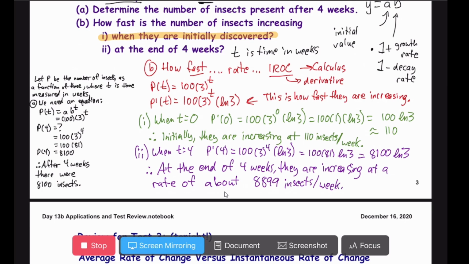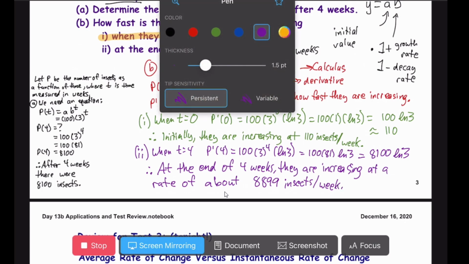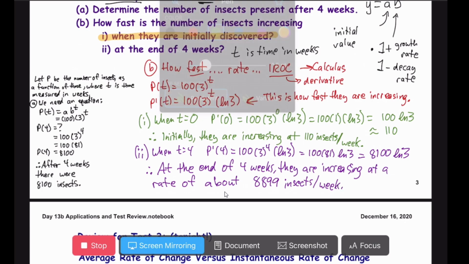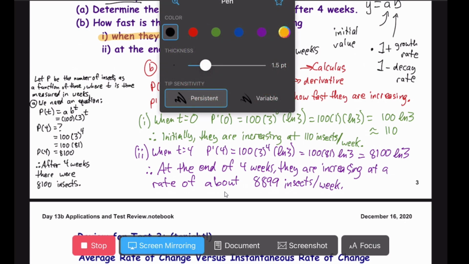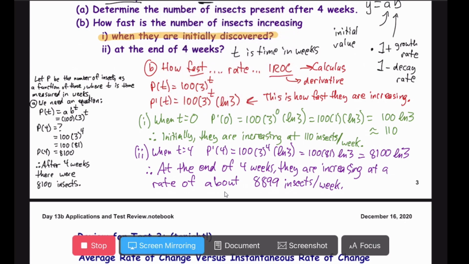Well, remember that we're dealing with exponential functions here. It's not a linear function where it increases by the same number of insects every week. It's increasing by the same tripling rate every week. So as this goes on, my graph would look something like this. It's going to get steeper and steeper. So my slope here and my slope here are not going to be the same. As time goes on, that rate is going to increase more and more.